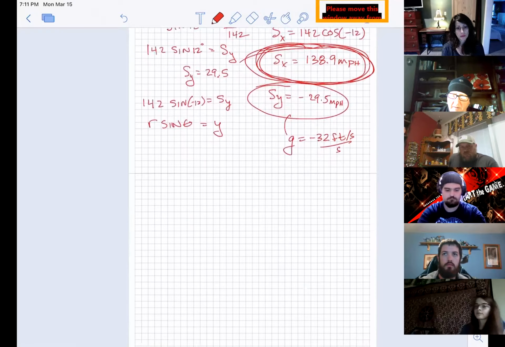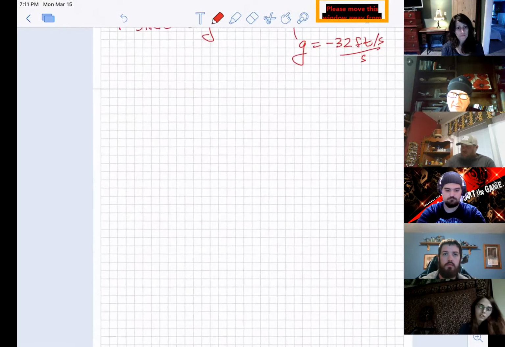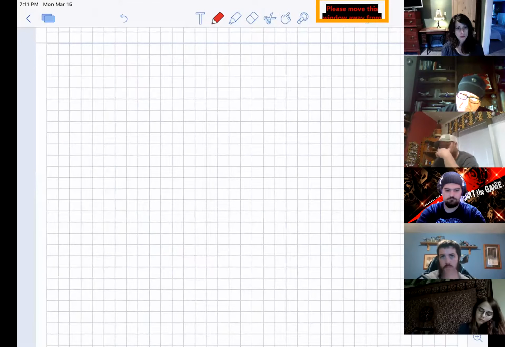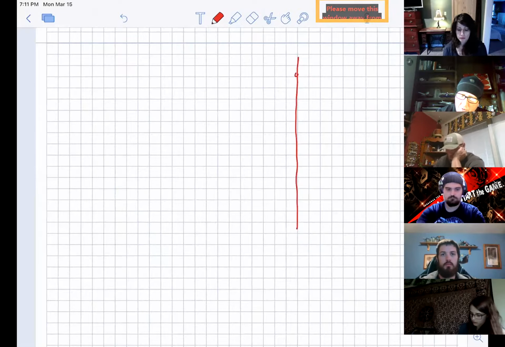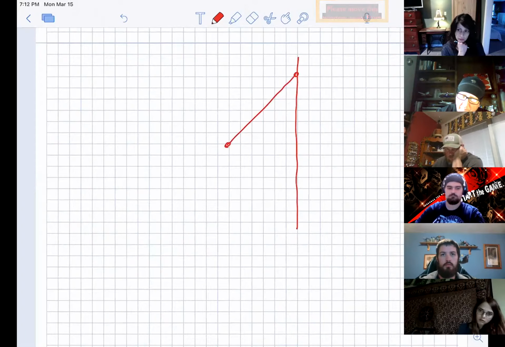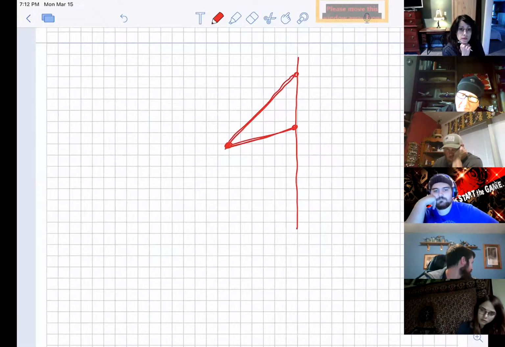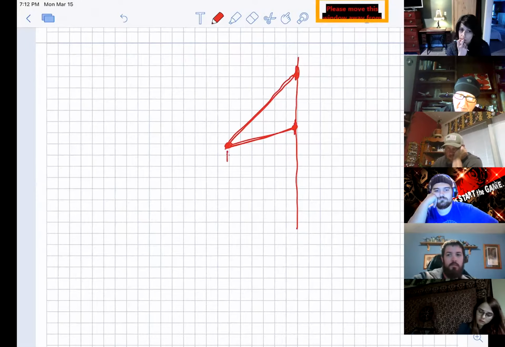Let's try one more question. Let me give you kind of a neat engineering problem here. Let's say that you would like to put a sign on a building. And so you weld a couple of pipes together like this, and you attach them to the wall in some way. We won't worry about that right now. And then you're going to hang this sign down here.